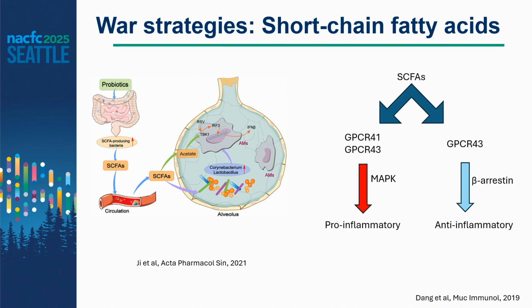However, in CF, we don't really know still how short-chain fatty acids shape our inflammatory response. They can signal through G protein coupled receptors, and they can elicit either pro-inflammatory or anti-inflammatory signaling depending on the pathway that they activate.